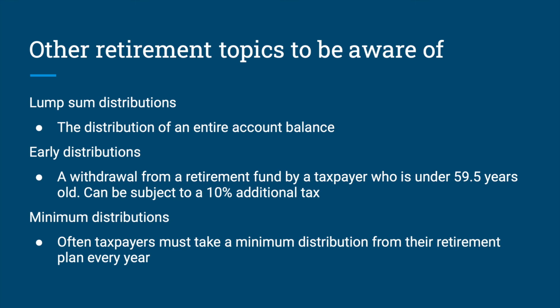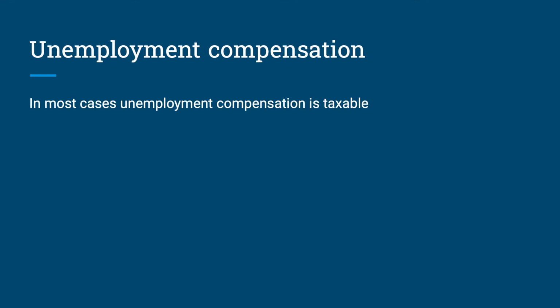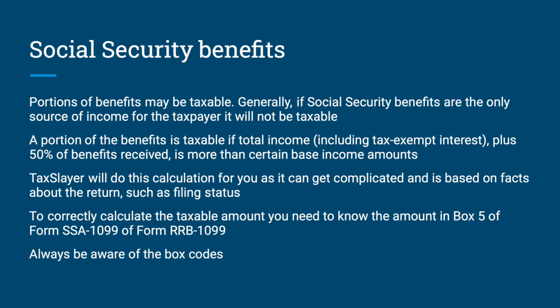The third one here is minimum distributions, and that's just for more of your understanding, is that often taxpayers must take a minimum distribution from their retirement plan every year. They are obligated to do that in many cases. And so unemployment compensation, and this is probably something that we're going to see this year with COVID, in most cases, unemployment compensation is going to be considered taxable income. So it's pretty simple there. It's going to be considered taxable income.